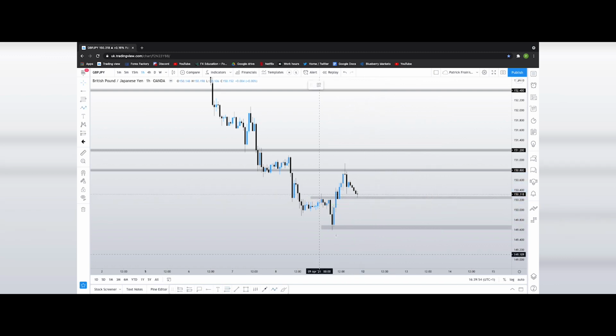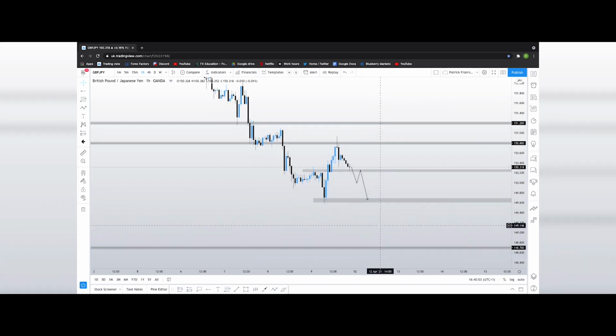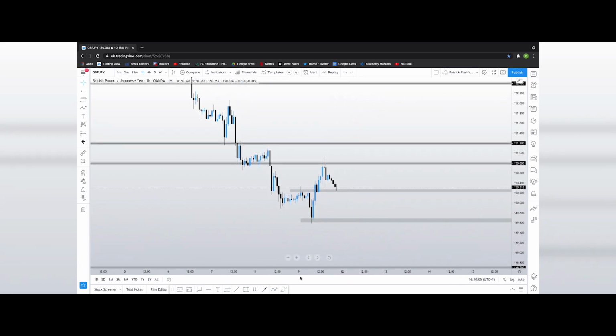So moving into next week, I will look for this level to be broken and a retest, and then move down to this swing low here and possible lower lows down to 148.700. Also on the flip side of things, if we do reject this level and we do break back above 158.800, I will be looking for a retest and buy positions up to 151.200 and also up to 152.400.